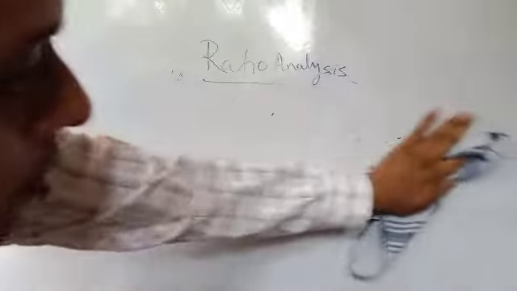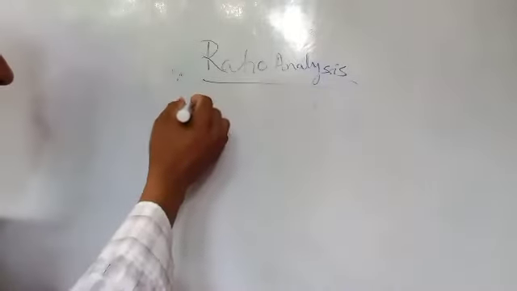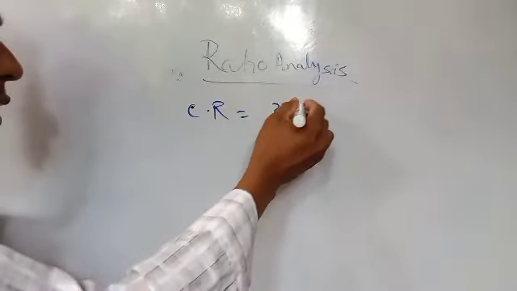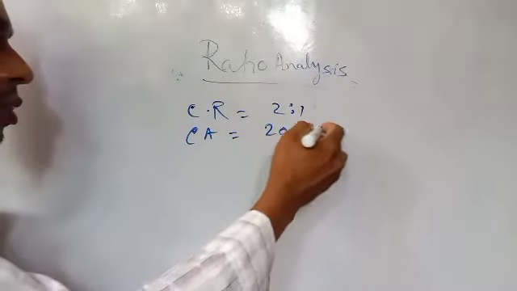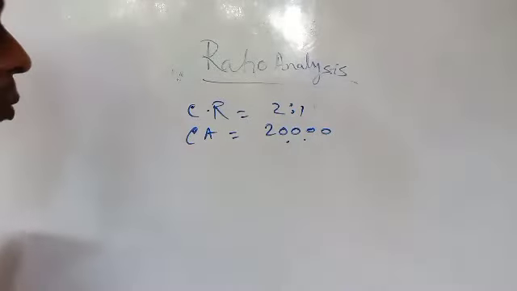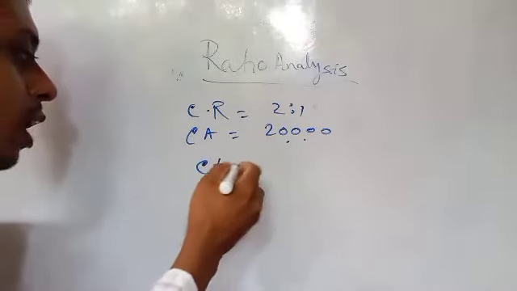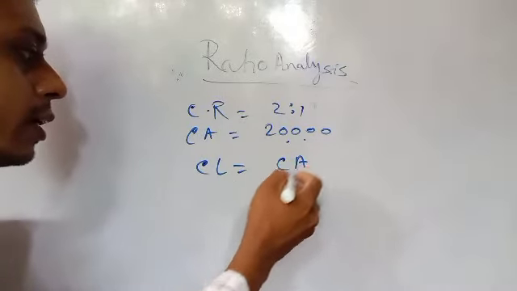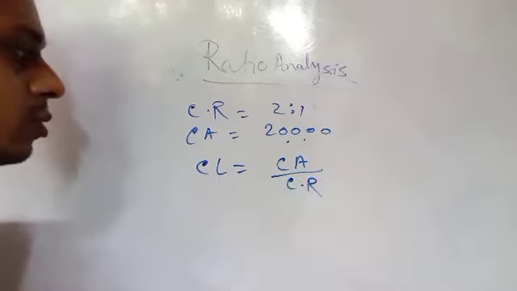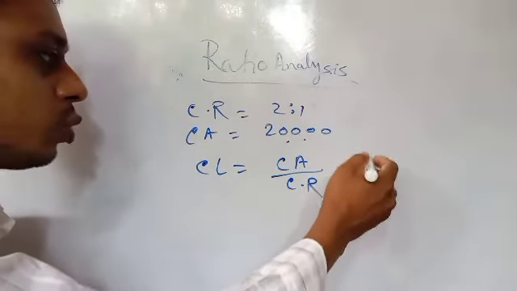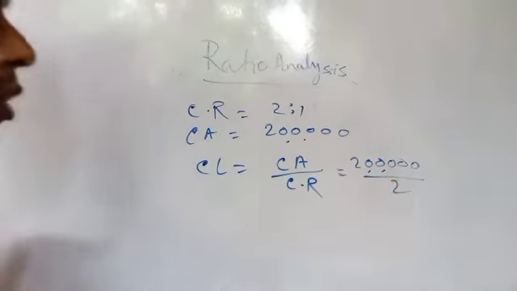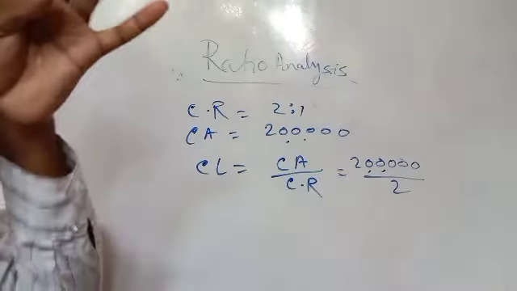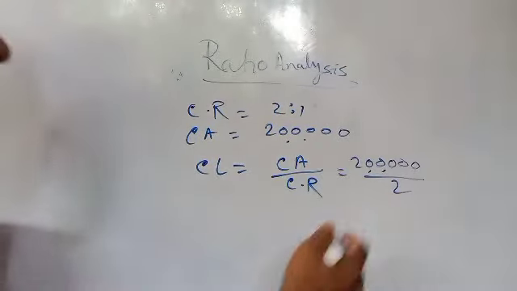Now sometimes the current ratio will be given to you. Current ratio, suppose 2:1. Current asset, suppose 2 lakh. Then you find the current liability. How you have to find the current liability? Current liability equal to current asset divided by current ratio. Okay, that is 2 lakh divided by 2. Current ratio means 2:1, but only 2 you can use here. That will be 1 lakh.